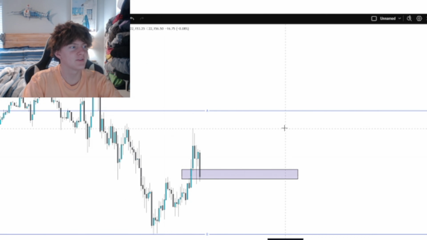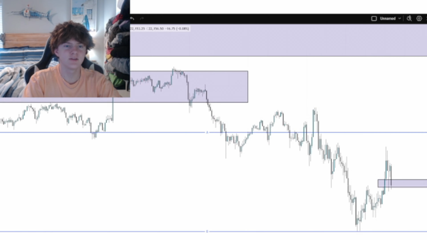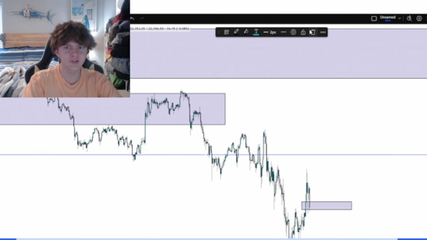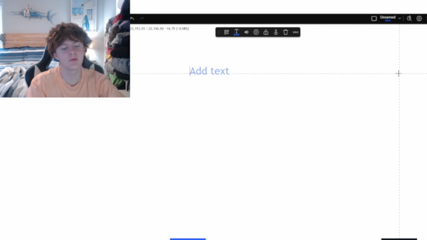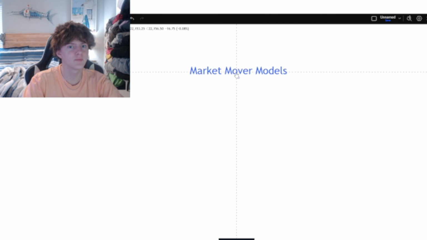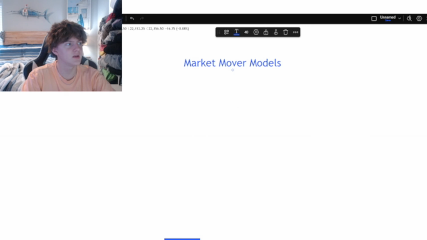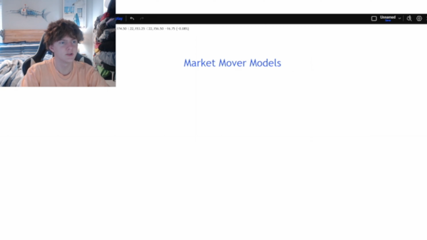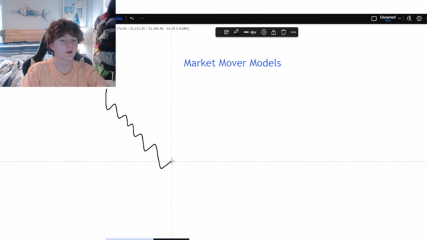Alright guys, hopping straight into the video, this is the trade that we took today. What we're actually going to be going over today is our market mover models. We went over this yesterday, but I'm going to give you guys more examples and go over what the confluence is when we are trading these. What they're going to look like is a jaggedy V shape.